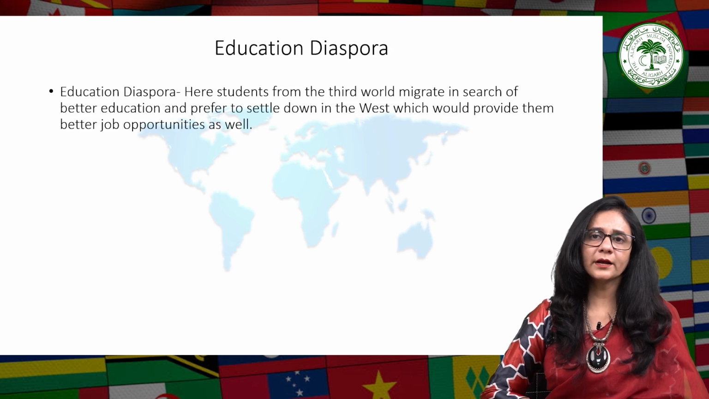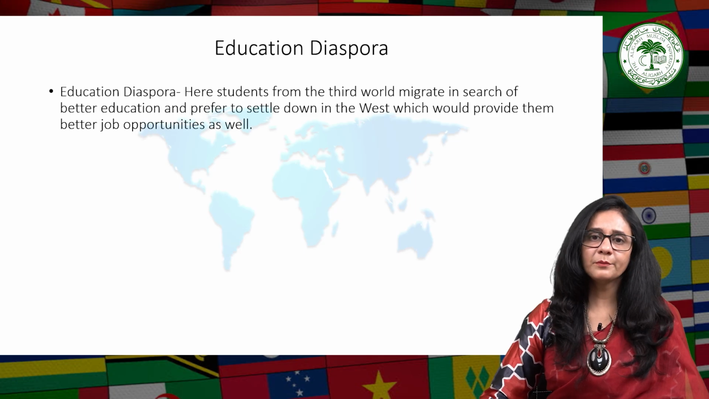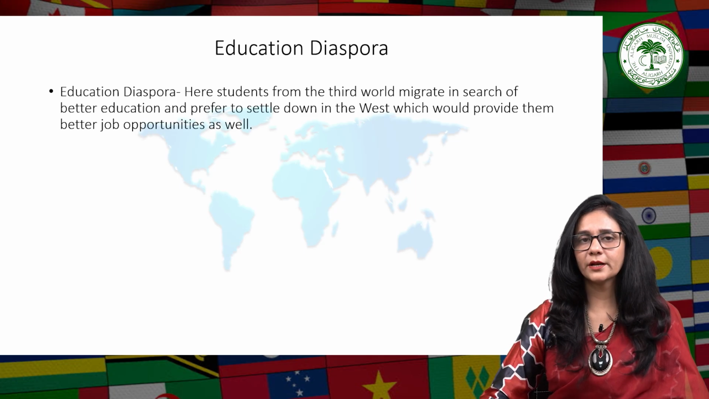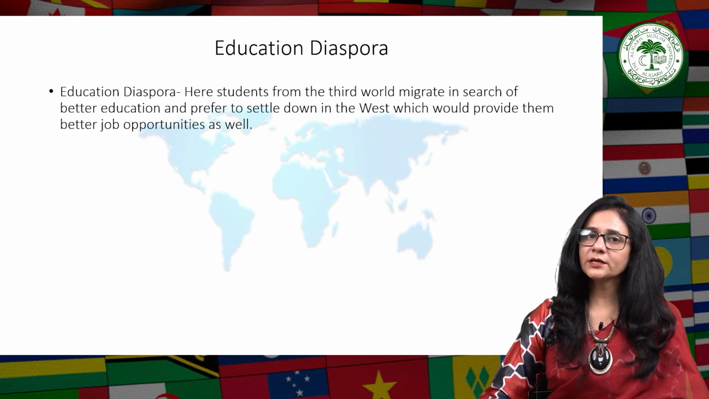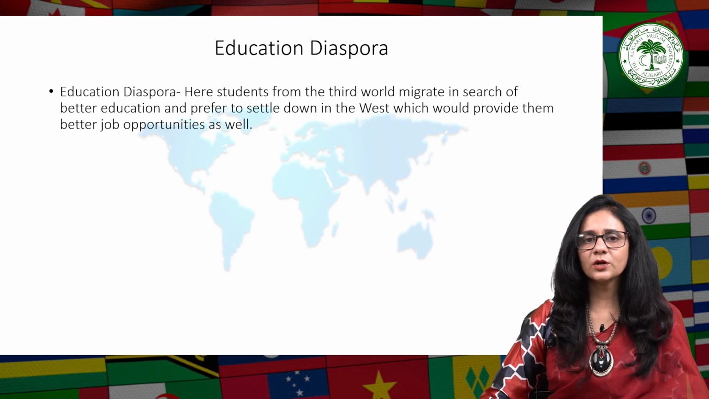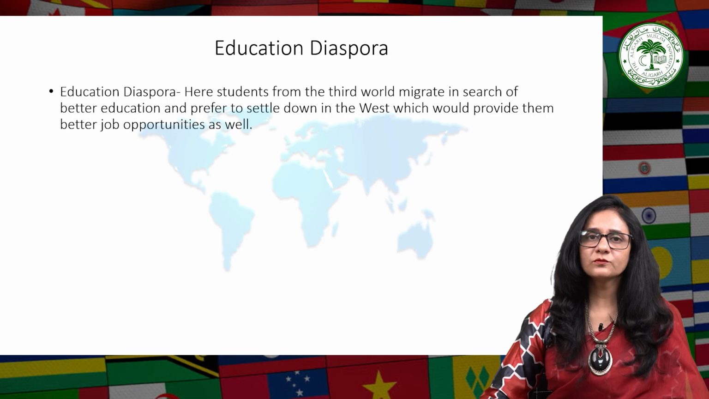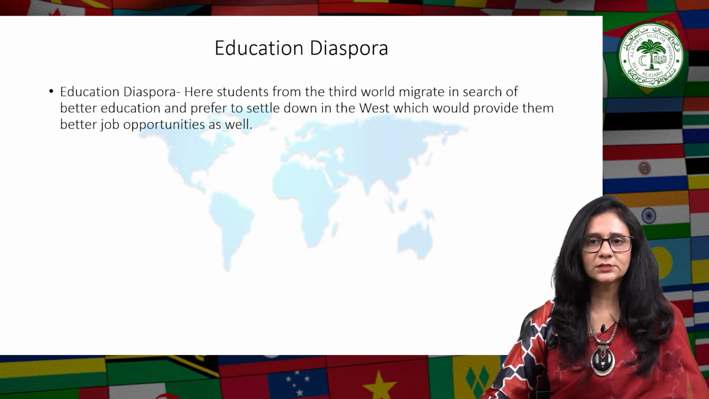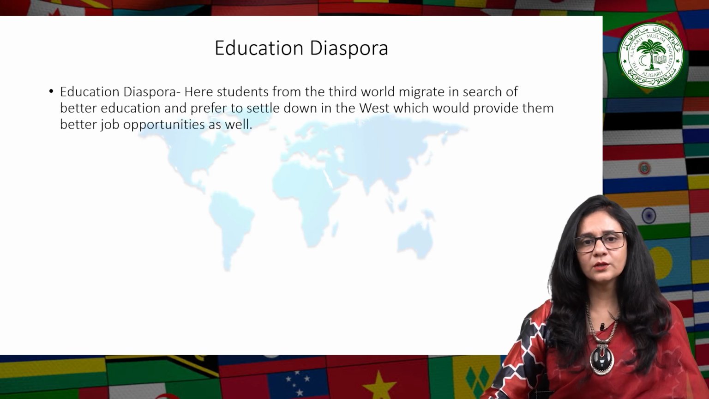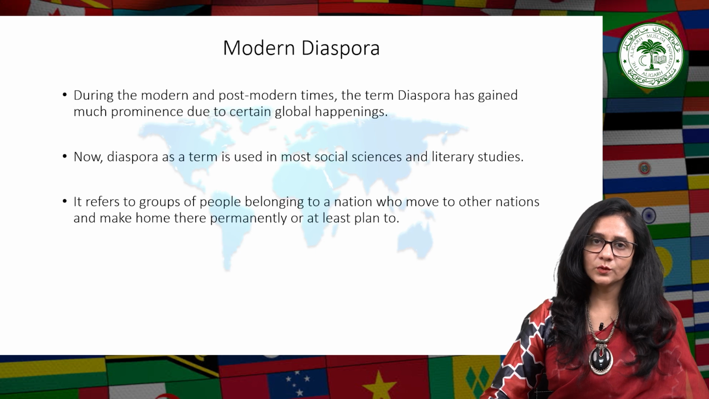Interestingly, in the modern era, we have other forms of diasporas as well. With the development in science and technology, along with the available opportunities for better education and jobs, we see that there is one new kind of diaspora building up abroad, that is education diaspora. Here, students from the third world migrate in search of better education opportunities and prefer to settle down in the West, which would provide them better job opportunities as well.